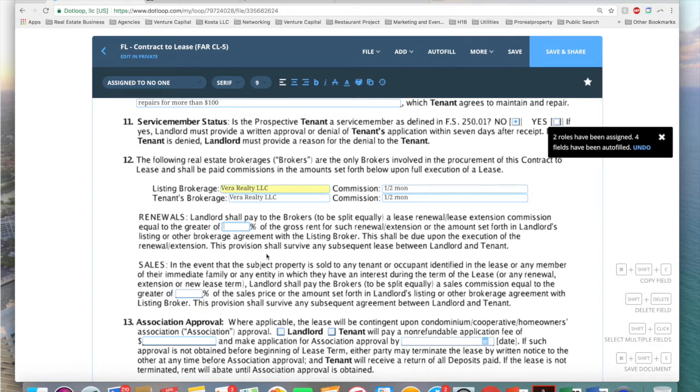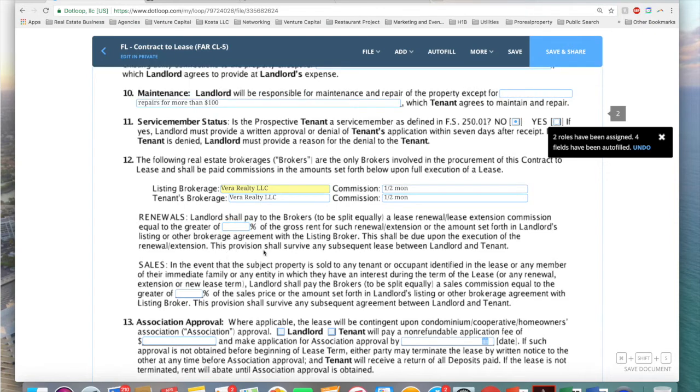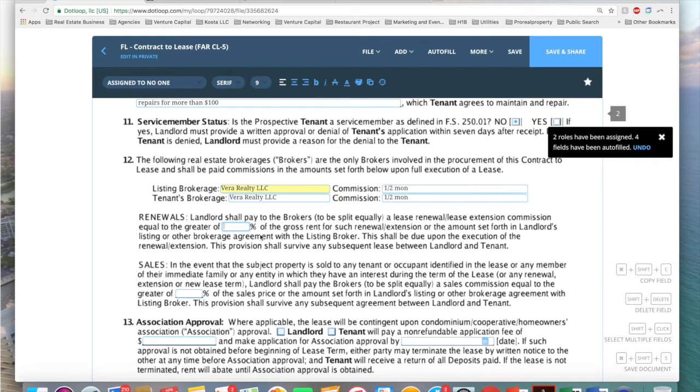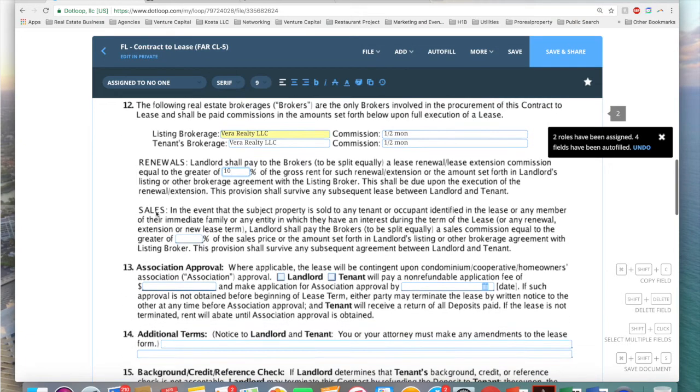Sometimes landlords are not willing to pay the renewal commission fee. So this is something we need to discuss with the listing agent and with the landlord for this property. We can present it with the renewal commission fee, but it can be negotiated. So let's put 10% of the gross lease, which will be a little bit more than 1 month, but again, it's up to the landlord.